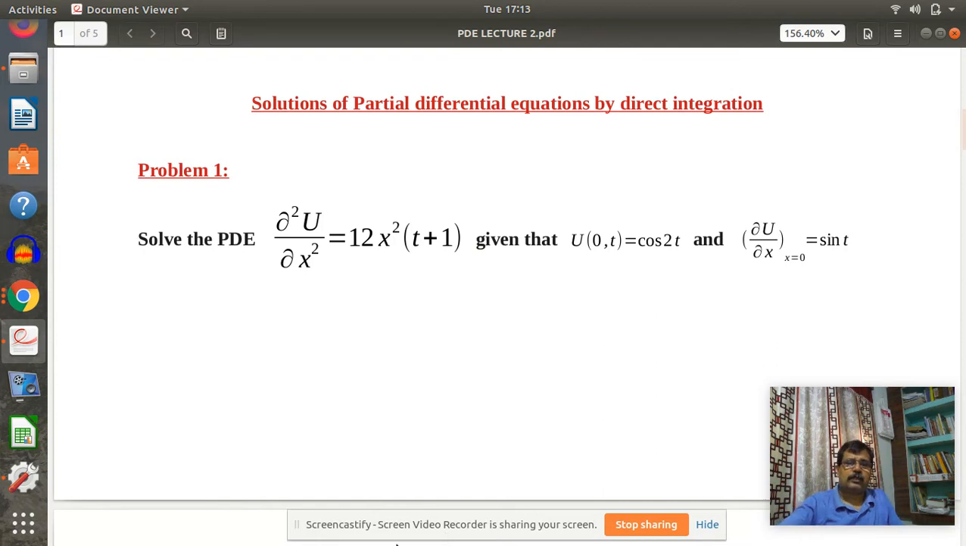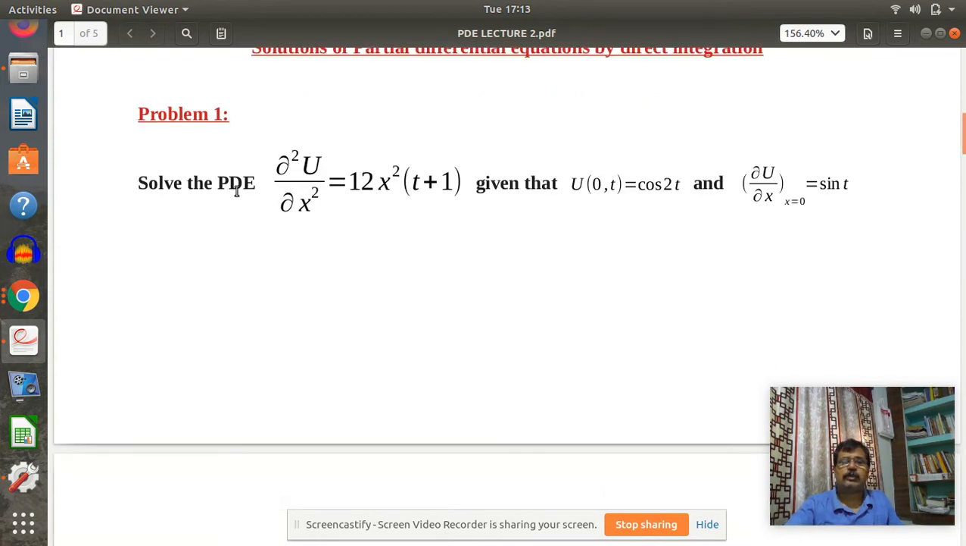Problem 1. Solve the partial differential equation del squared u by del x squared equal to 12 x squared into t plus 1, given that u of 0, t equal to cos 2t and del u by del x at x equal to 0 equal to sin t. These are called conditions, initial and boundary conditions.